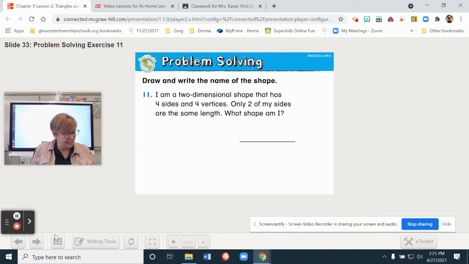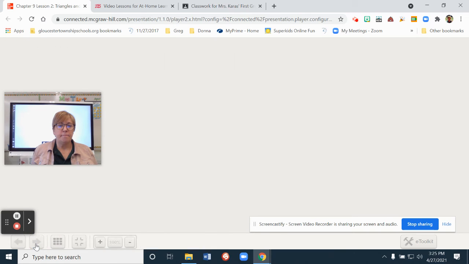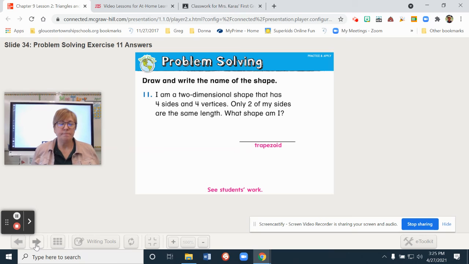Okay, number 11. I am a 2-dimensional shape that has 4 sides and 4 vertices. Only 2 of my sides are the same length. What shape am I? And it's a trapezoid. And you can trace your block.